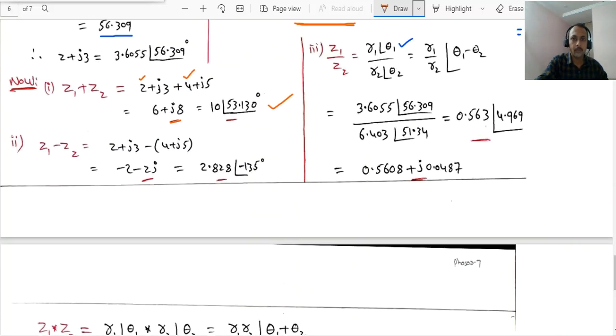Now Z1 minus Z2, 2 plus j3 minus of 4 plus j5.